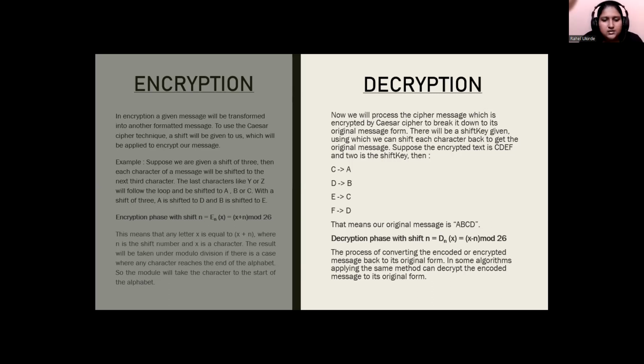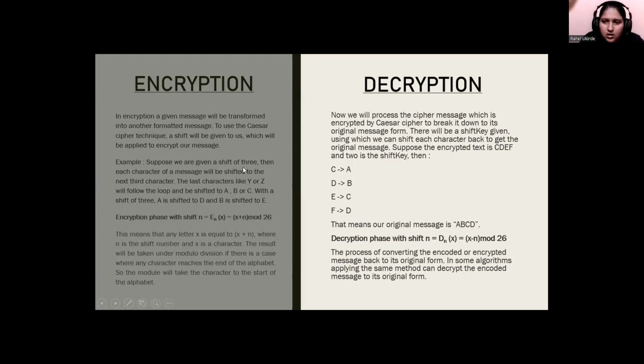We can see the formula, or the equation, which is used to encrypt the text in the program. Here X means the character which is to be encrypted, and N is the shift, the variable shift. And in this equation we also use modular division to do the encryption.